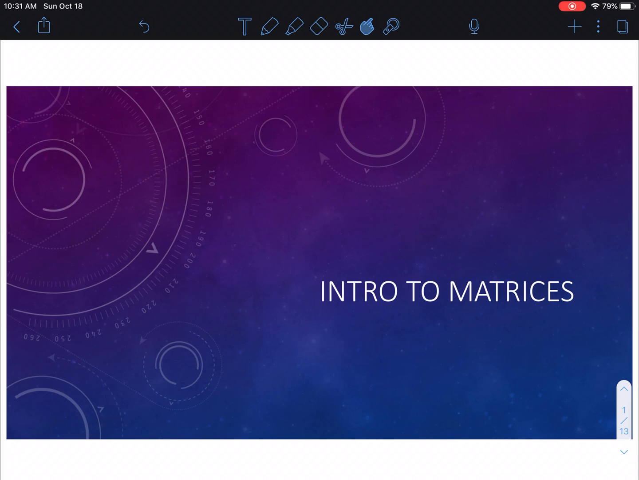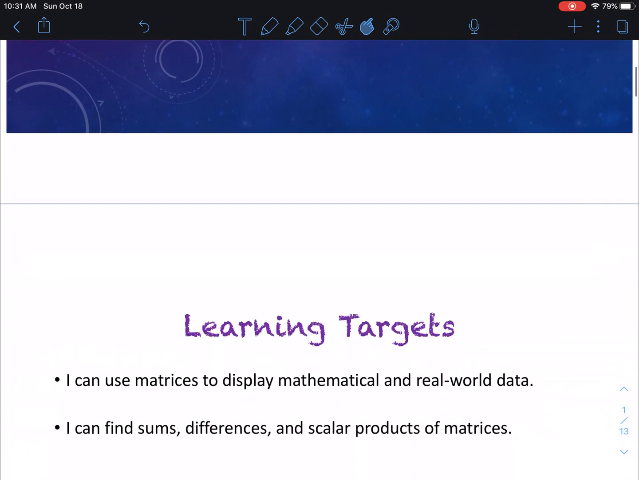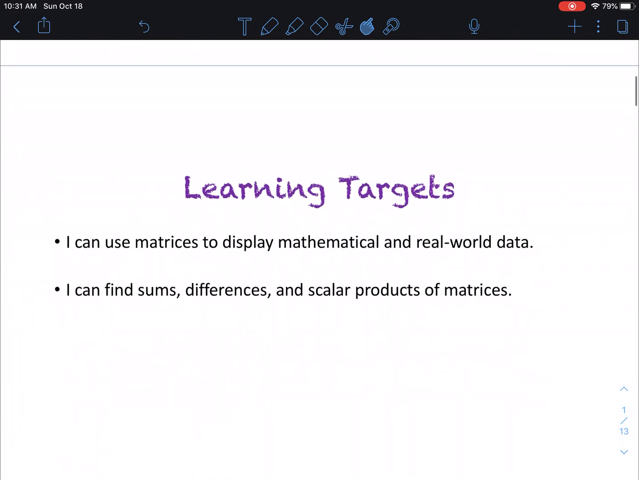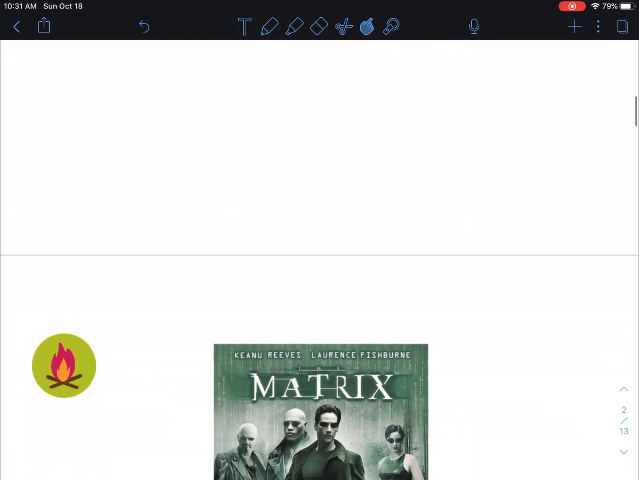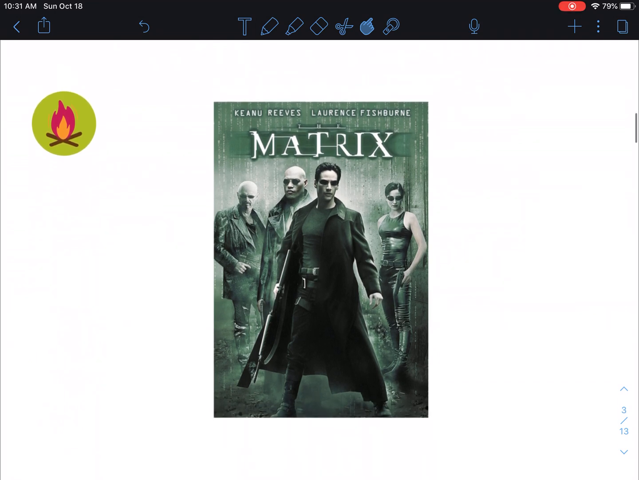Okay, so today we are going to start talking about matrices and some basic operations with those. All right, our learning targets are to understand what a matrix is and how to use them to display mathematical and real-world data, and then do some operations with them as well. All right, let's pause here as we ignite.